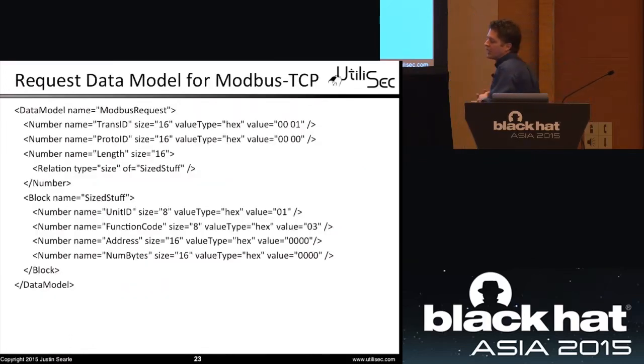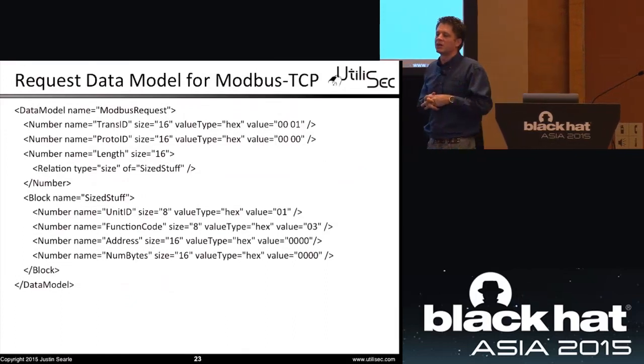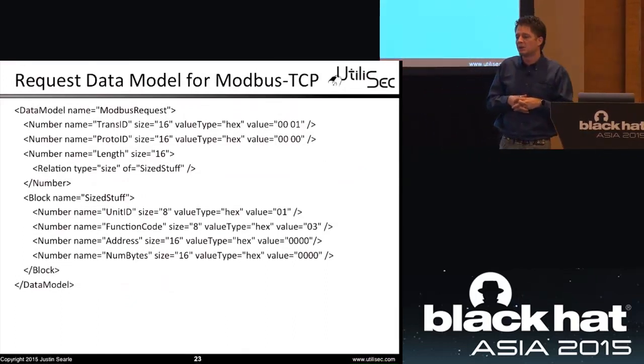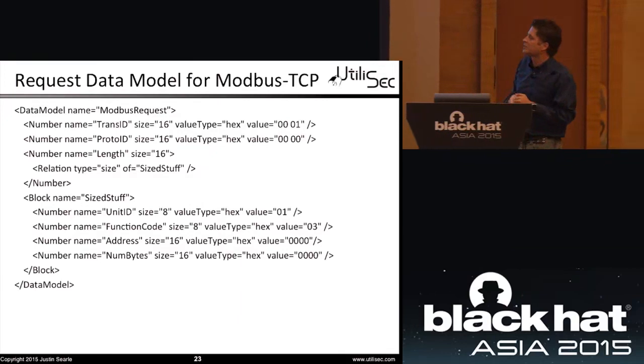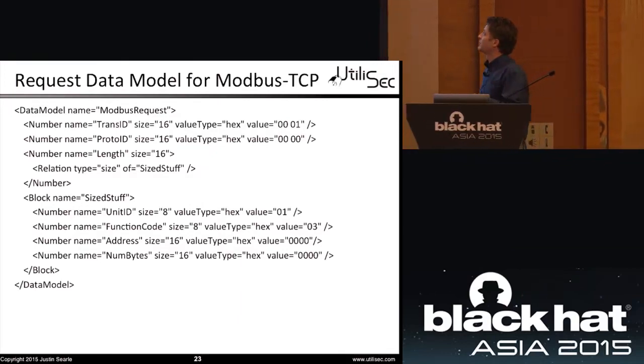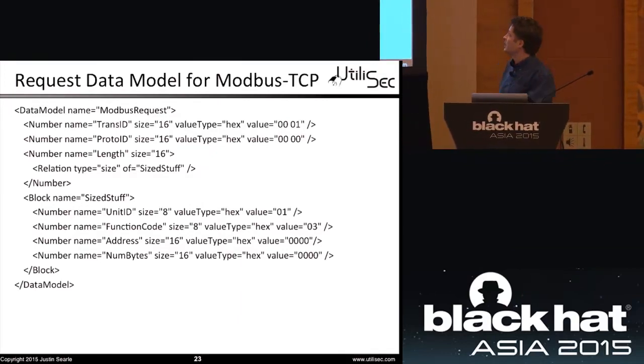Now, in order to use Peach Fuzzer to fuzz the Modbus protocol, you have to build a state table. Basically, teach it how to speak Modbus. So I've done that. This is a very basic implementation of Modbus, and this is how we would configure it. Inside of Peach Fuzzer, I create an XML document for Modbus saying, hey, my data model is Modbus request. My request has a transaction ID that's 16 bits. It's a hexadecimal value.